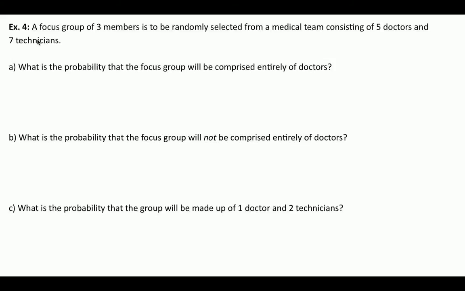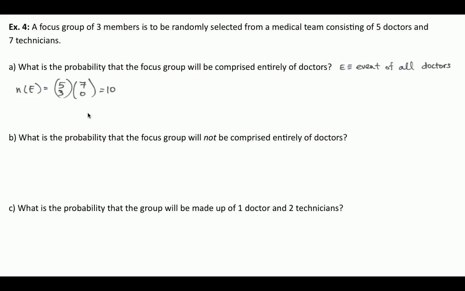So just wrap your head around this scenario first, and then we can start asking ourselves, what is the probability that the focus group will be comprised entirely of doctors? So I want to know the probability of event E being all doctors. We'll define event E as the event that you have 100% doctors. If you have 100% doctors, then you don't have any technicians. So if you've got your 2 piles, I want all 3 to come from the doctor pile and none to come from the technician pile.